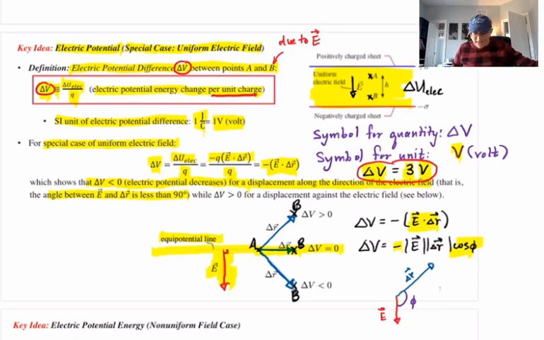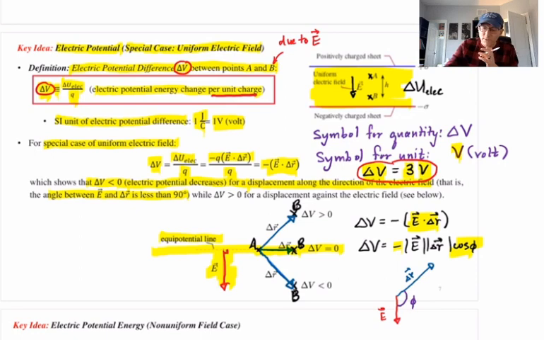And that's a very handy thing to remember. If you go with the electric field, the electric potential decreases, and if you go against the electric field, the electric potential increases. So that's our first calculation of potential difference between 2 points. It's limited to the special case of a uniform electric field, just because that's easier to deal with, uniform.